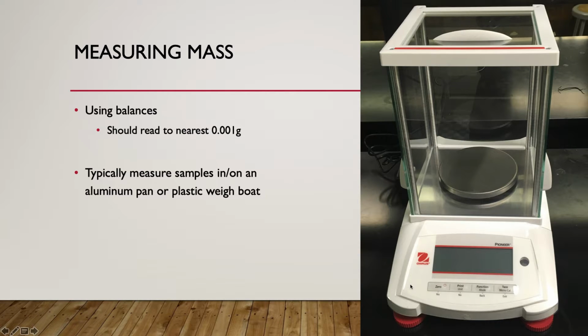And then at that point, all we have to do is add our sample to that aluminum pan or plastic weigh boat, and we can find the mass of our sample that way. So it's fairly straightforward, nothing too crazy. But you do want to make sure that you're zeroing it properly.